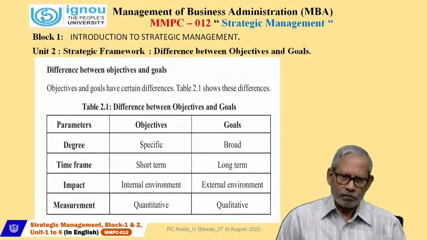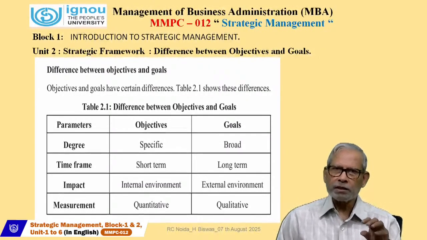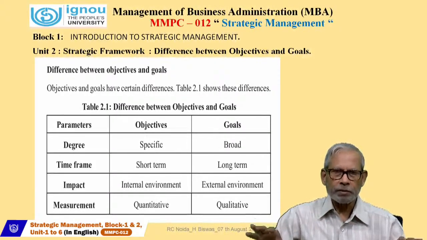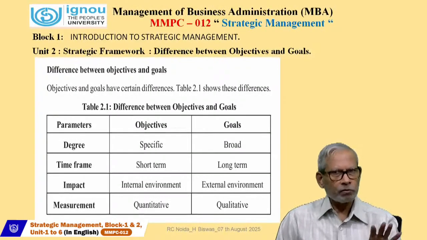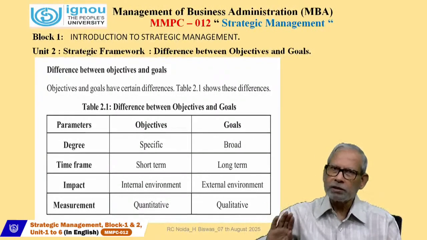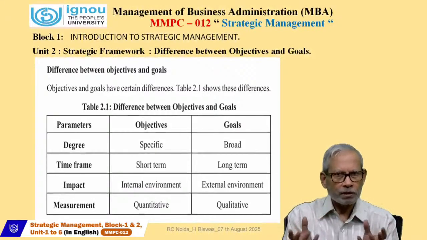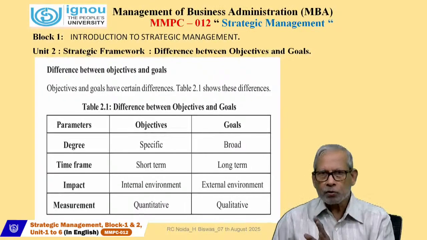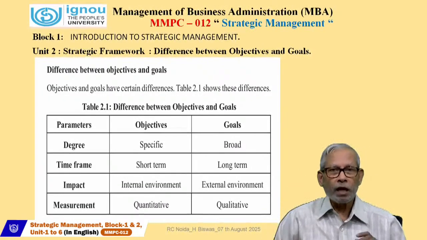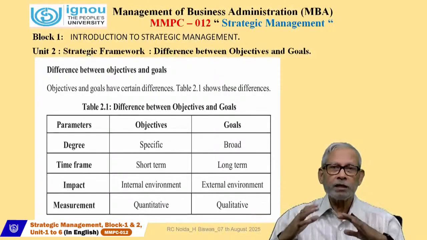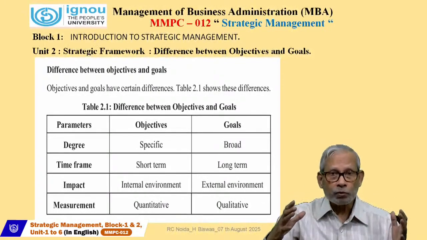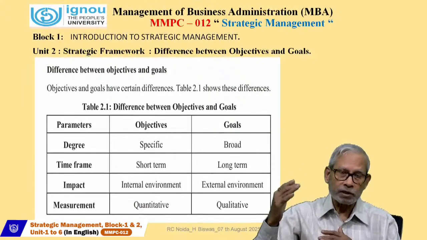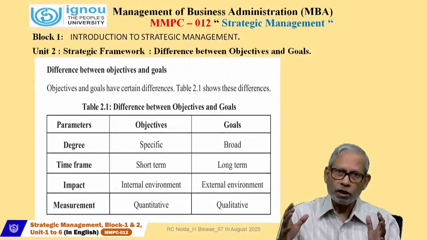Then time frame. In the case of objectives, the time frame is very short, because they are already distributed, spread out. You are in finance, that is your objective. You are in marketing, this is your objective. This is already distributed, that means it is short, on a short-term basis. But the case of goal is long term. The company has decided that after 5 years our plant should be like this, there should be 1,000 units of production, profitability should be this much. So that is basically on a long-term basis.